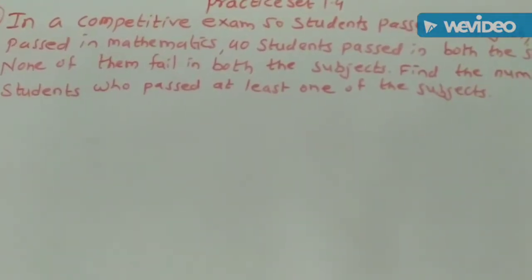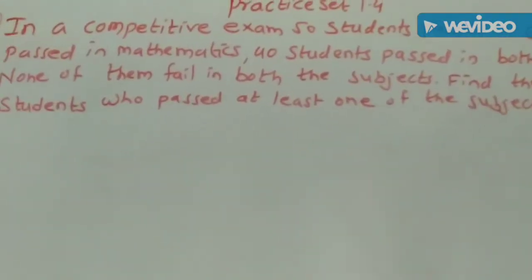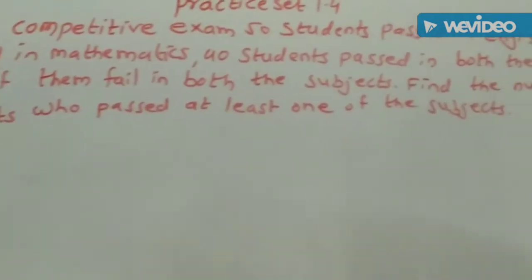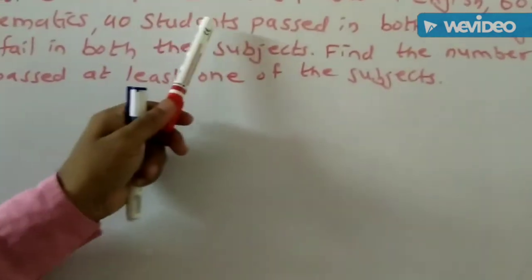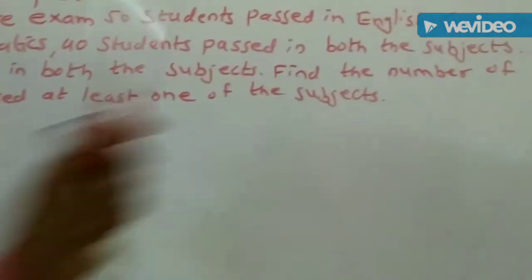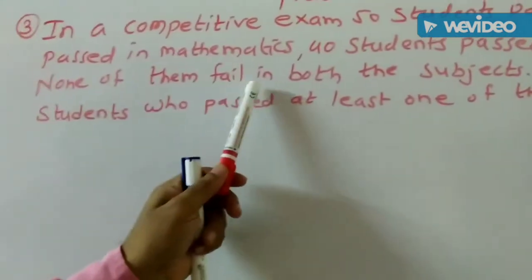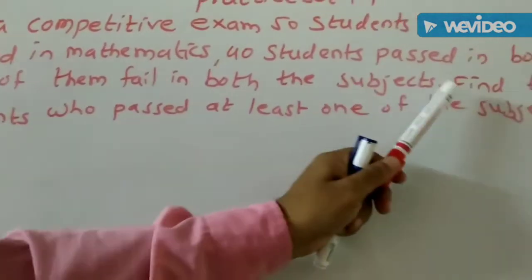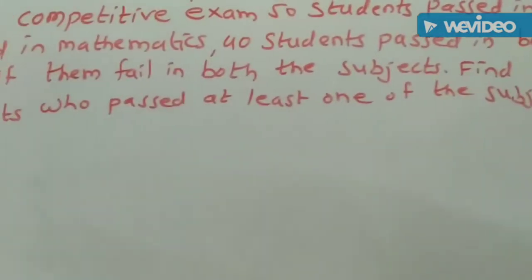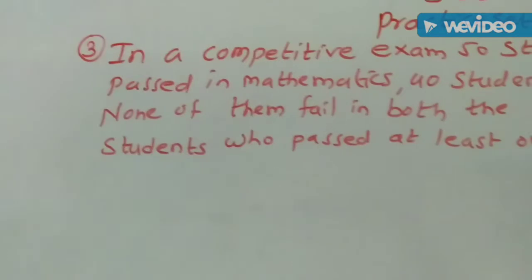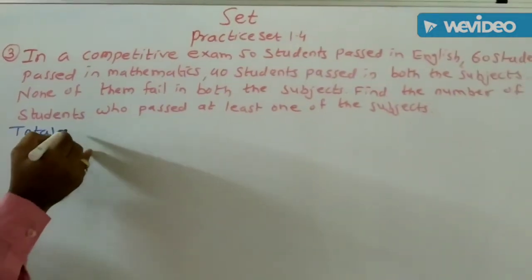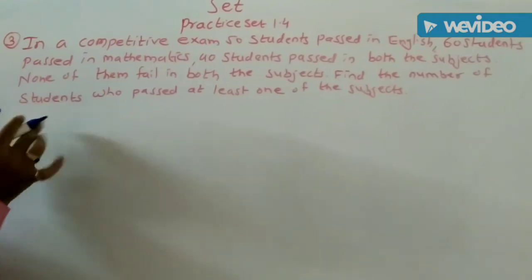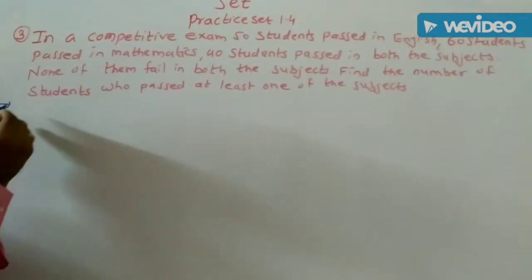Now the next example is, in a competitive exam, 50 students passed in English, 60 students passed in mathematics, and 40 students passed in both the subjects. None of them failed in both the subjects. Find the number of students who passed at least one of the subjects. Now the total number of students is not given. First, we have the students who passed in English.